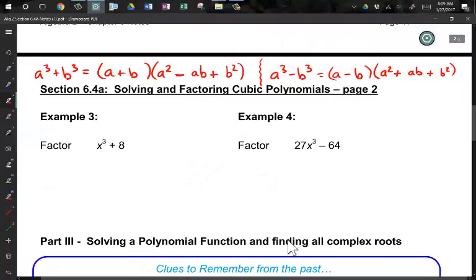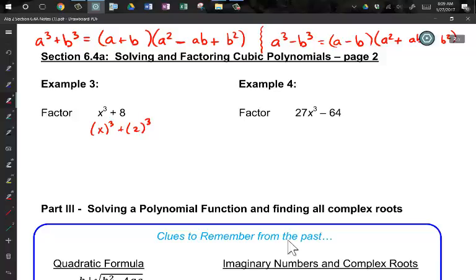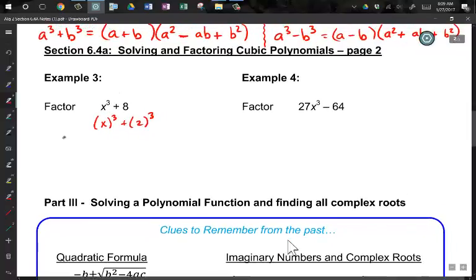And so let's take a look at what we have here. X cubed plus 8. This is really x cubed plus 2 cubed. What are we cubing? X and 2. That's our A and our B. So once you identify what your A is and what your B is, then you can cube. So let's just write this in factored form. X plus 2, x squared minus 2x plus 4. And we're done.